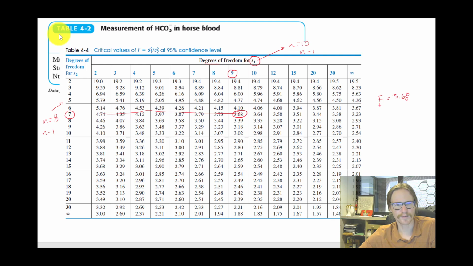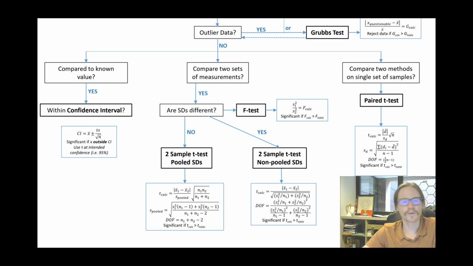That's our F table. And remember that if F calc is greater than F table, then the standard deviations in this case are statistically significant in their difference. So what does that mean when we're back to this table? Well, if the answer is yes, they are statistically significant in their difference, then we're going to do a t-test, but it's going to be called a two-sample t-test with non-pooled standard deviations.